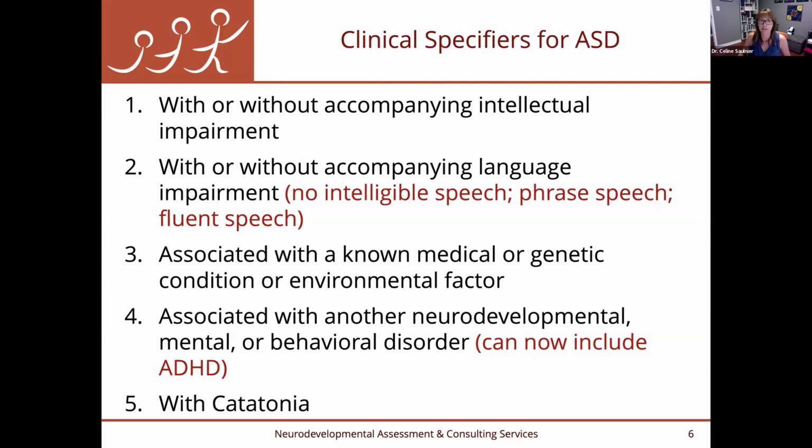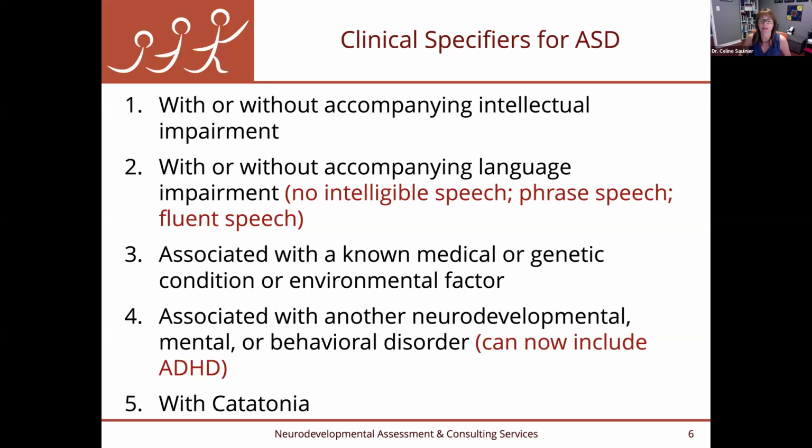Then, in addition to giving the diagnostic label with those conditions, there are clinical specifiers that really help inform the profile of the individual so that it can then inform treatment and intervention. So you have autism with or without accompanying intellectual disability or developmental delays. You have autism with or without accompanying language impairment.